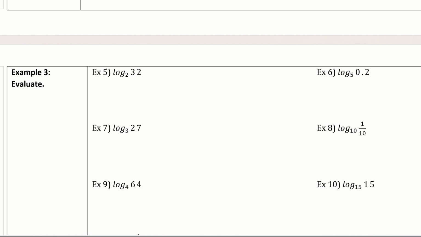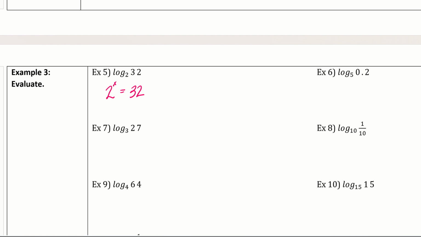Here it says log base 2 of 32. So basically we're looking for what exponent is going to give us 32 when the base is 2. So this is kind of the equation we're looking at. When the base is 2, what is that x value so that we can get 32? You can use your half sheet to help you.